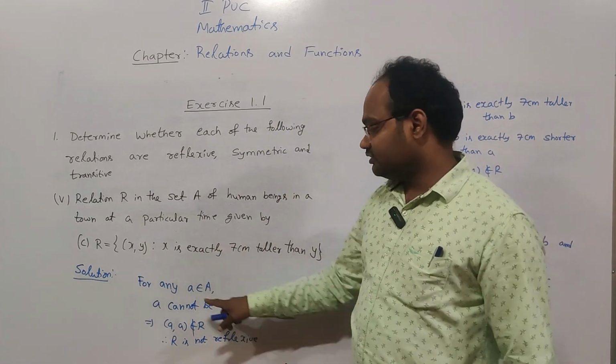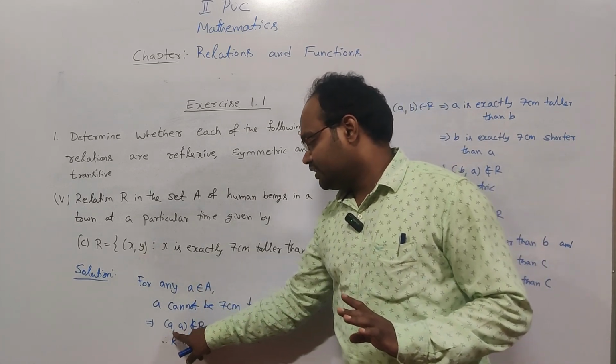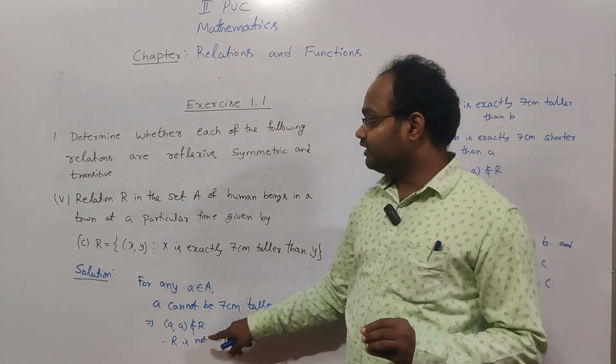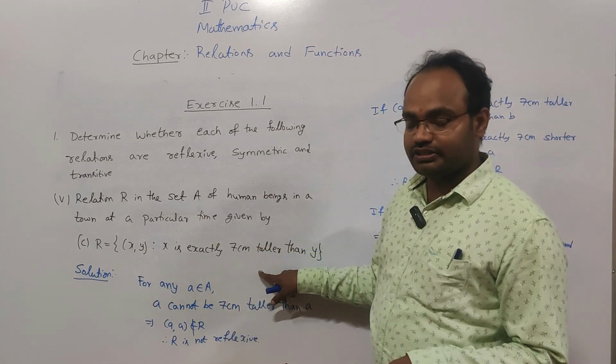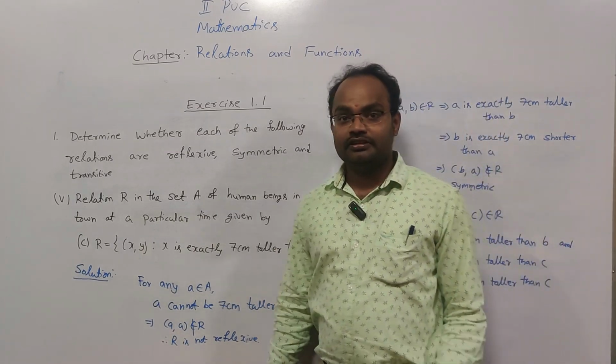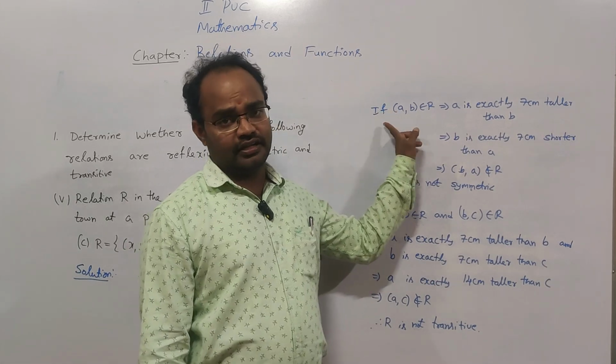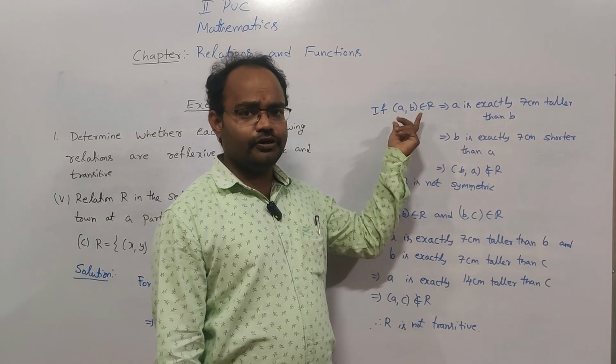So therefore, this is not possible for any a belongs to given set A. So (a, a) does not belong to R. Obviously, it does not satisfy the given relation. Hence, R cannot be a reflexive relation. It won't be symmetric either. Why? If we consider (a, b) belongs to R, what do you mean by that?